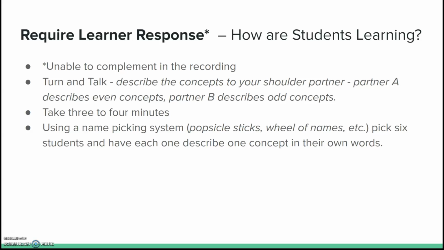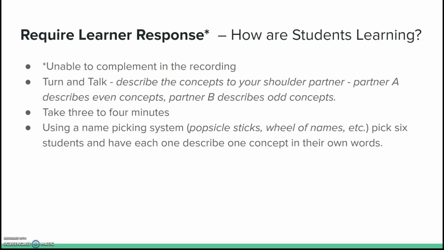The R in the Assure model is require learner response, or how the students are learning. This is a disclaimer that we were unable to complete this during the recording. I would ideally do a turn and talk where the students would describe the concepts to their shoulder partners. Partner A would describe evens, partner B would describe odds, however you would see fit. This could take 3 to 4 minutes.